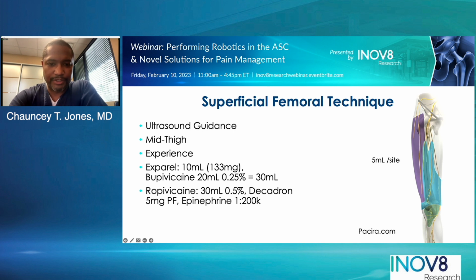The superficial femoral techniques, again, are ultrasound guided, mid-thigh, experienced provider with 5 mL aliquots per site, either with the Exparel combination or the ropivacaine. Primarily, we focus on, sometimes, the lateral femoral cutaneous, depending on how far it tracks down, but typically the medial branch of the anterior femoral cutaneous and the intermediate branch. We also pick up the infrapatellar branch of the saphenous if necessary.